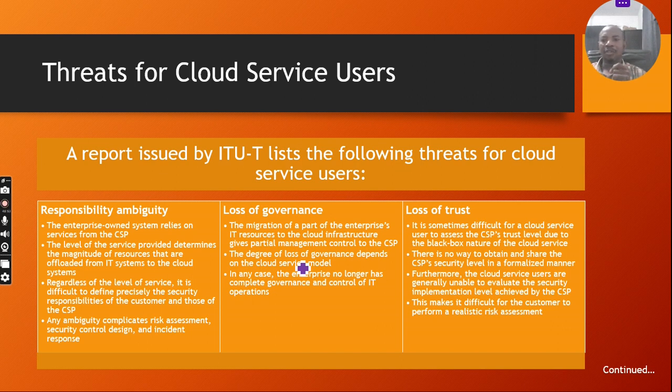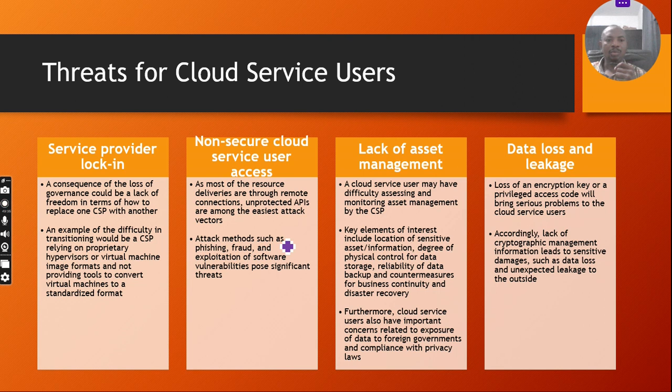Sometimes they're not even in your country. They're in a faraway country. So there's a black box. So there could be loss of trust. Because sometimes the cloud service provider can just bring down your entire network over a misunderstanding. Okay, there is no way to obtain and share the service provider's security level in a formalized manner. You cannot know the security level that they have. So there's loss of trust between the client and the cloud service provider.